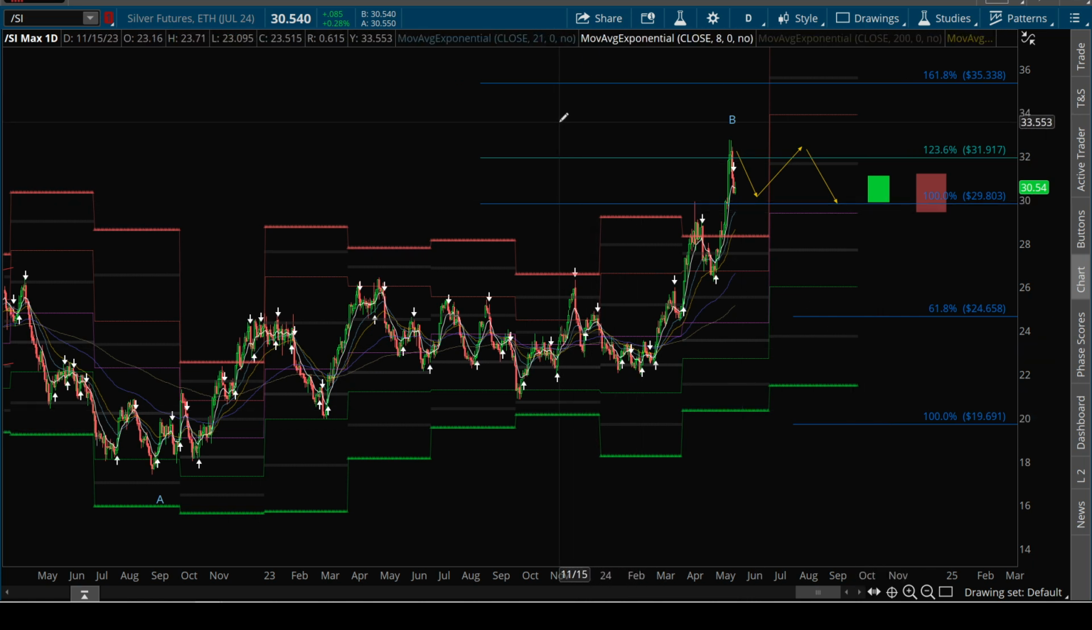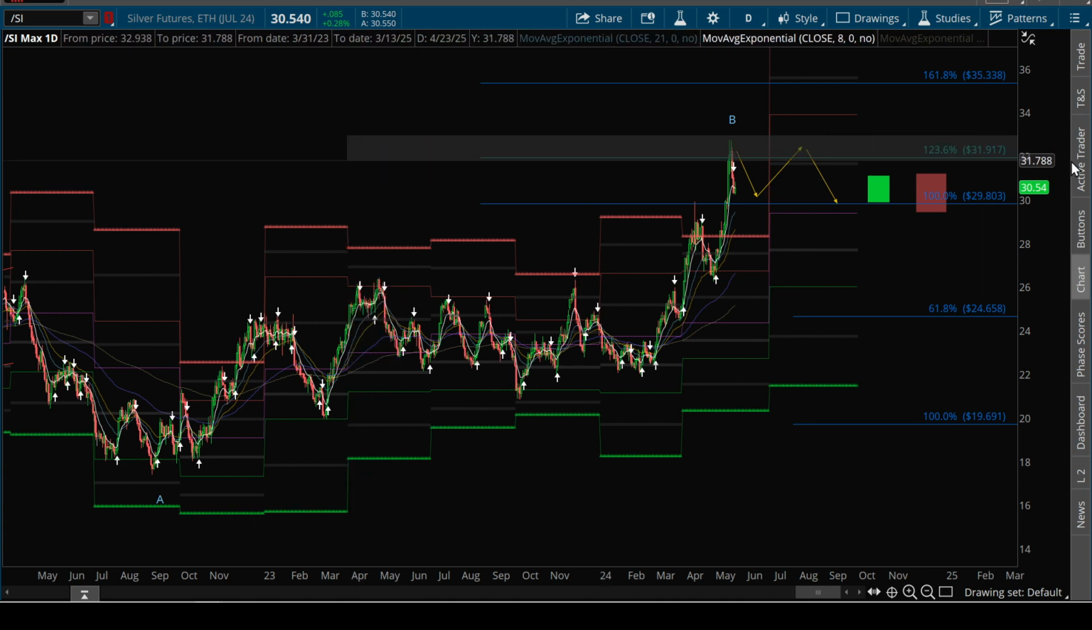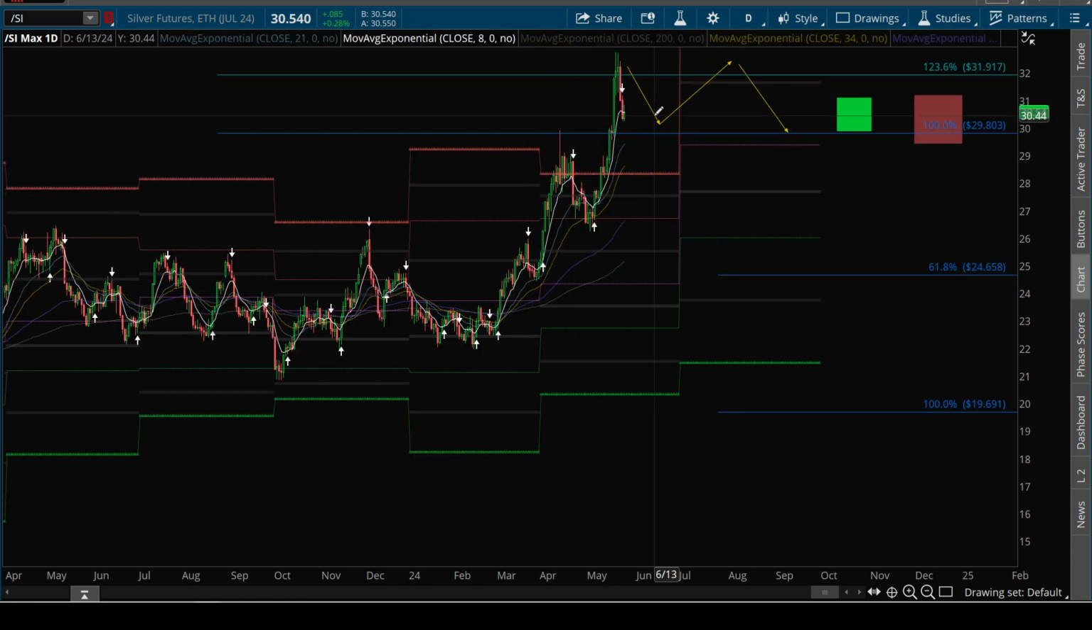Now, with that being said, you don't have a buy setup yet or a sell setup. All right, there is no setup right now. You just have a bounce off the 123.6, and you're way overextended. You're way past your quarterly R2. So we can take sell setups. We don't have them yet, though.